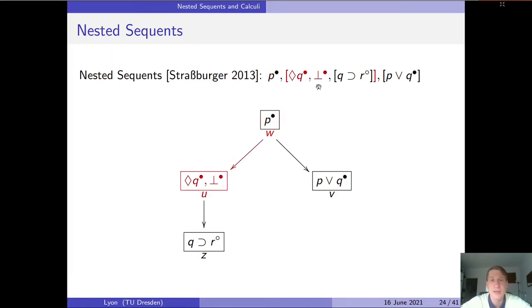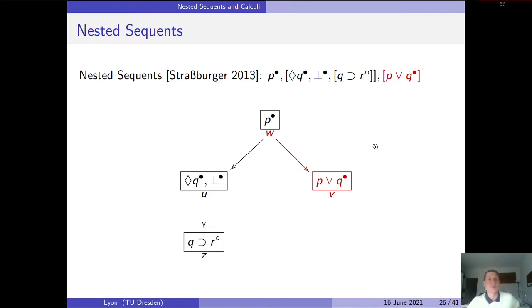We can see that diamond, Q, and bottom are at a nesting depth of 1. This means that there is an edge to a depth of 1 U where diamond, Q, and bottom hold. And then at a depth of 2, we have Q implies R occurring. So we have a sequence of two edges to where that output formula occurs. And last, at a depth of 1, we have P or Q, so we have an edge from where W is, the root, to where V is.